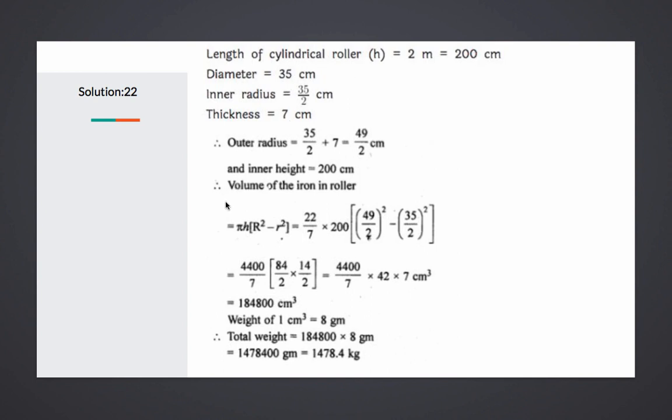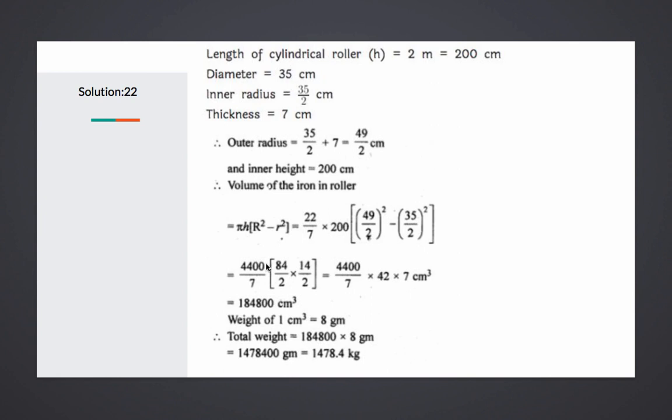The question is asking us, find the weight of the roller in kg if 1 centimeter cube of iron weighs 8 gram. So it is given that the weight of 1 centimeter cube of this roller is 8 gram. So what is the total weight of this roller?